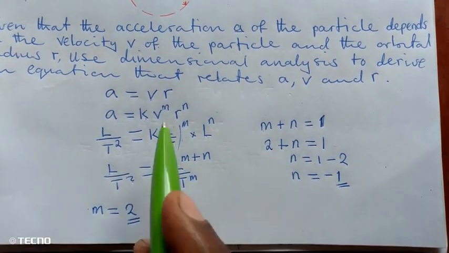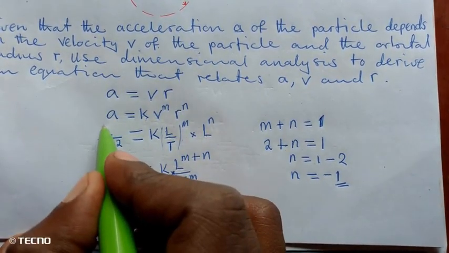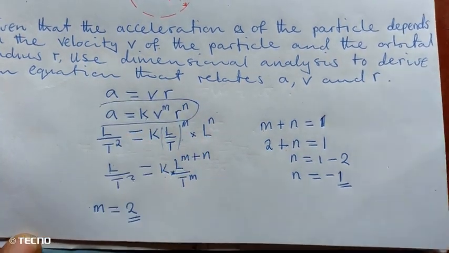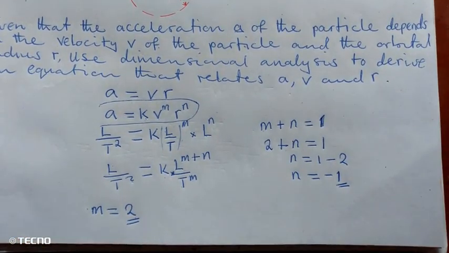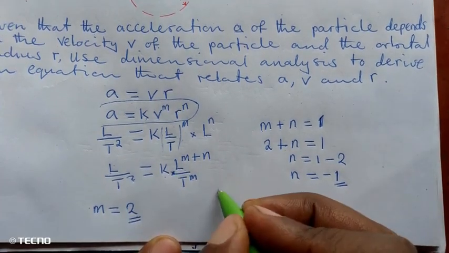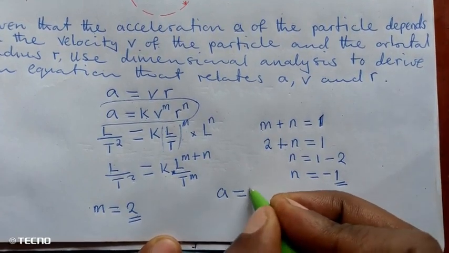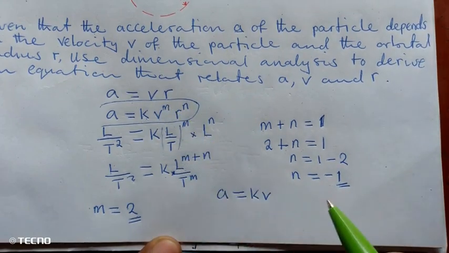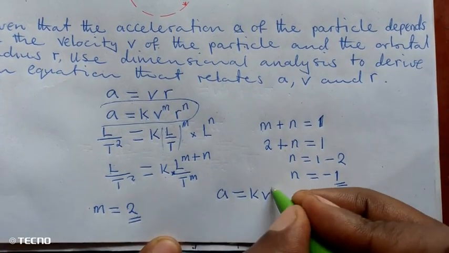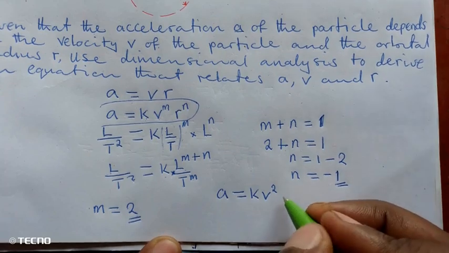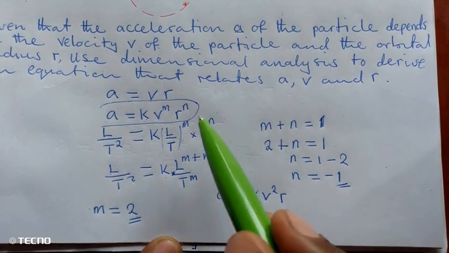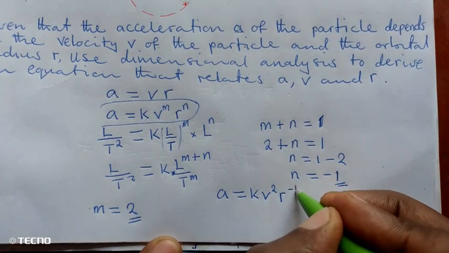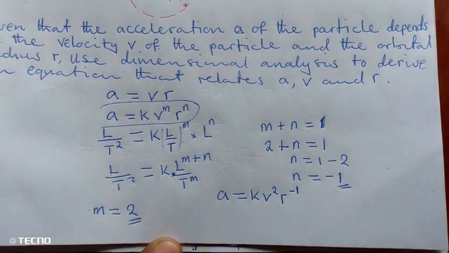Now we'll get these values and replace them in this expression. So once you replace, what are we going to have? We have a is equal to k, then v, where there is m, you replace by 2. Then r to the power n, so n is equal to -1, so you say -1 like this. This is what we have.